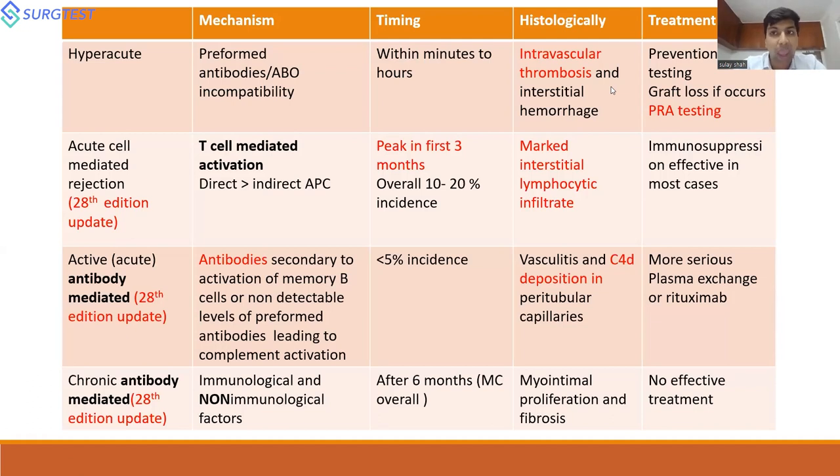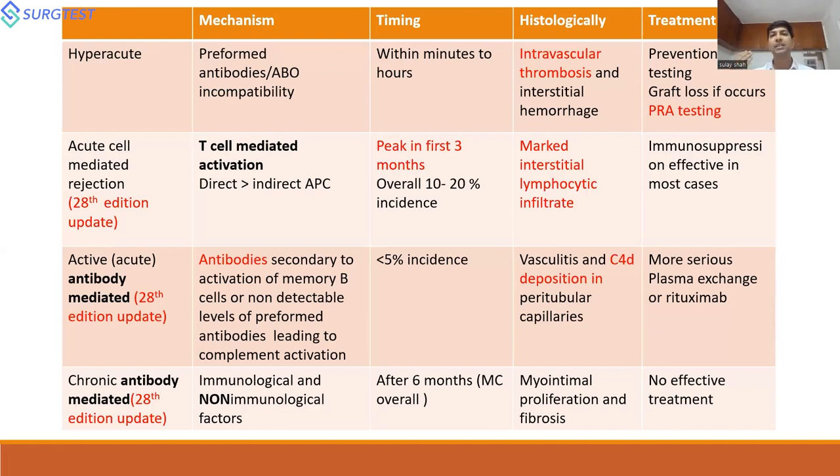So, can we really treat this rejection reaction? No. We can prevent it with the help of pre-testing. Again, PRA testing, as someone was asking, what is PRA? It is a panel reactive antibody assay. What is commonly performed nowadays before transplantation is not direct matching, because that requires genetic sequencing and one-to-one matching, but a pool matching. So what's the pool? Random cells with pooled blood of donors are taken, including a random match of the donors. This is matched against the recipient serum.